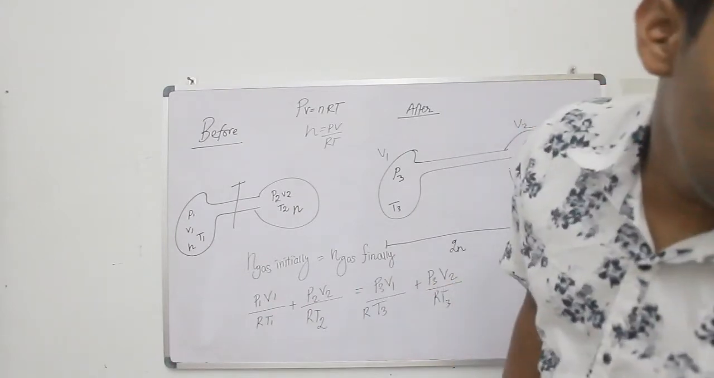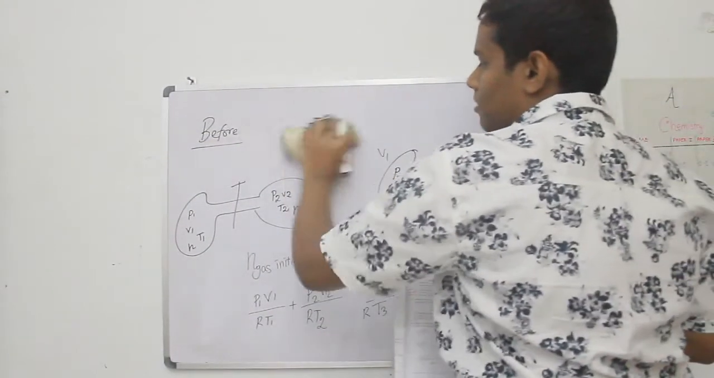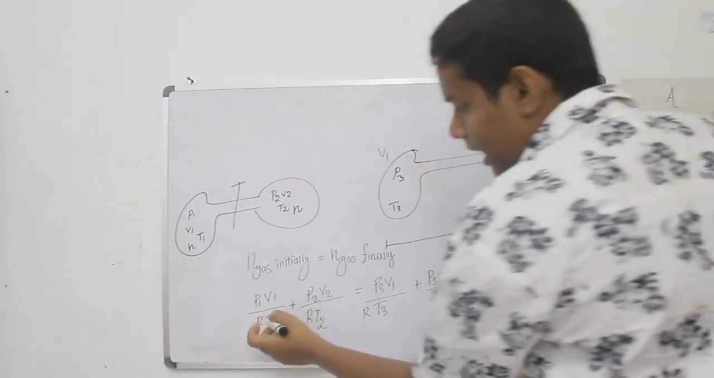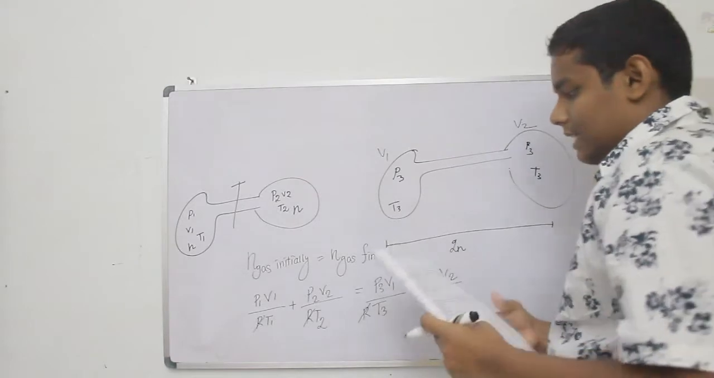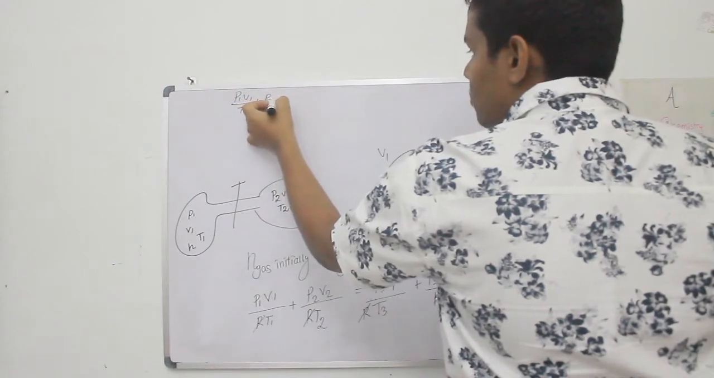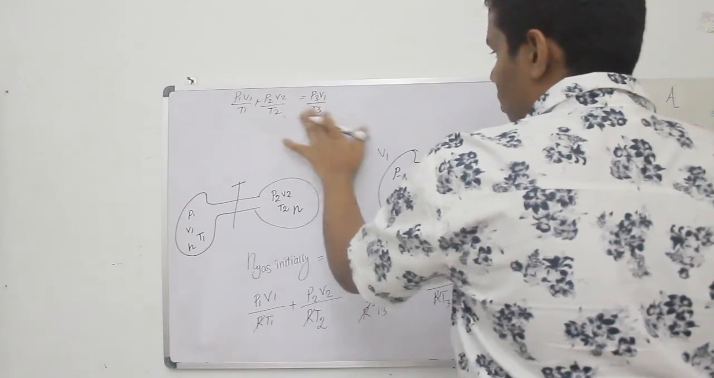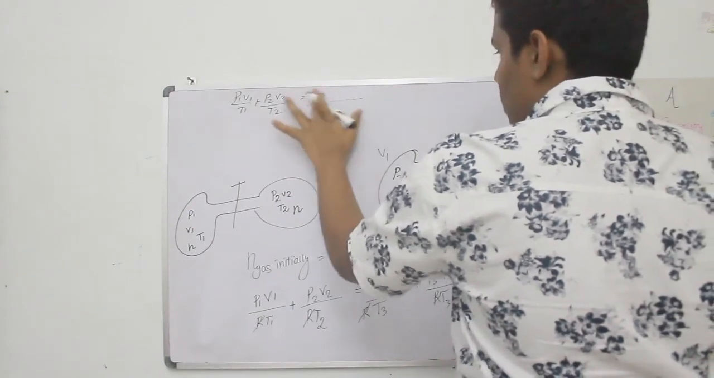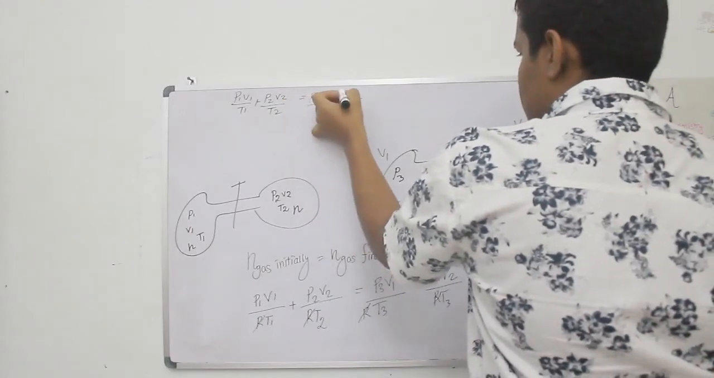Okay. Now I think I have to erase the one on top so that more questions can be done. Okay, now look at this. Everywhere R gets cancelled. So if R gets cancelled on the left and right side of the equation, P1 V1 over T1 plus P2 V2 over T2 equals P3 V1 over T3 plus P3 V2 over T3, or you can even take P3 common.